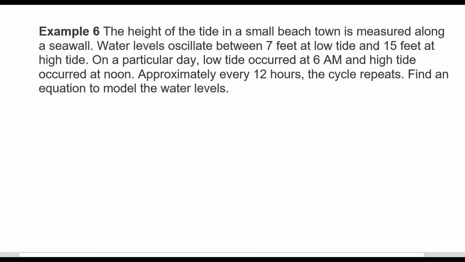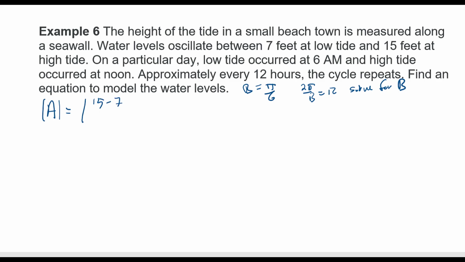Okay, so I think we're starting to see our B. It seems like 12 as a cycle. I'll just go with that. B is going to be pi over 6 because 2 pi over B equals 12. Then solve for B. Okay, how about our amplitude? It's going to be 15 minus 7 divided by 2. So we're going to get 4.